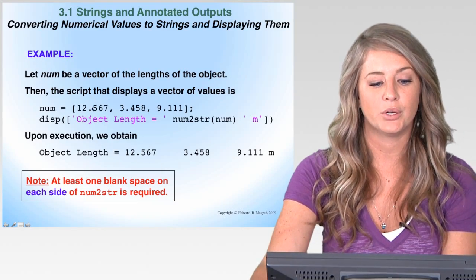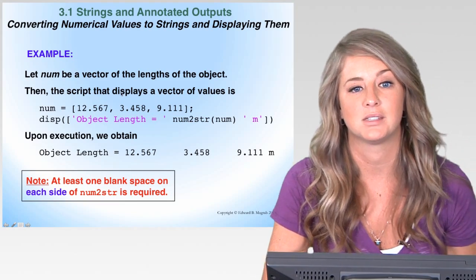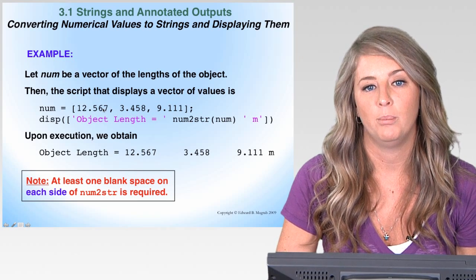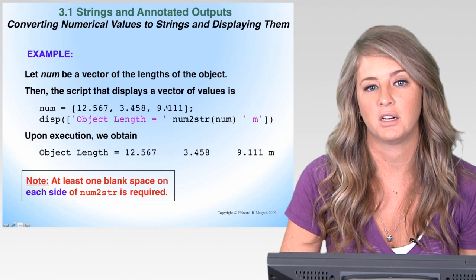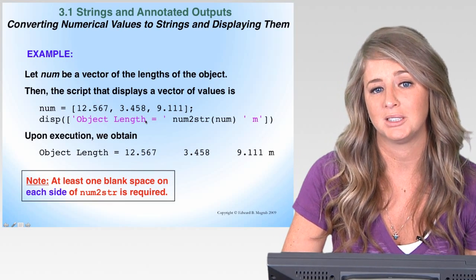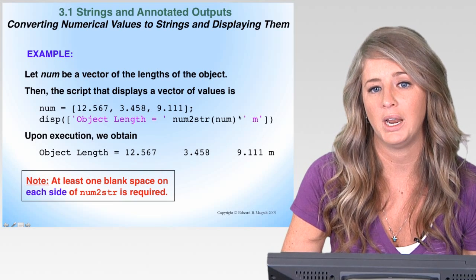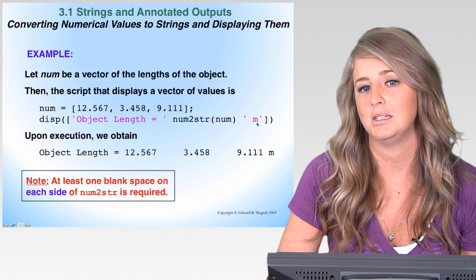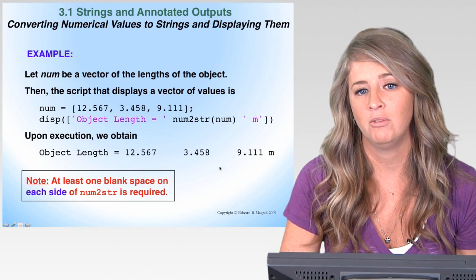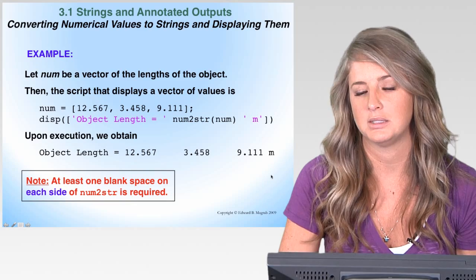Here's another example. So let's say that we wanted to display a vector of lengths of an object. So then we could use this script here. So now we have num, which is equal to this vector here. So we have the 3 different values. In this case, we're going to display 'object length' and num2str. Again, notice we have a space before and after, and the length is in meters. So when we execute, now we have all 3 values displayed, and now we show that it's in meters.